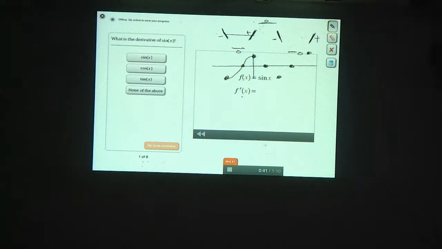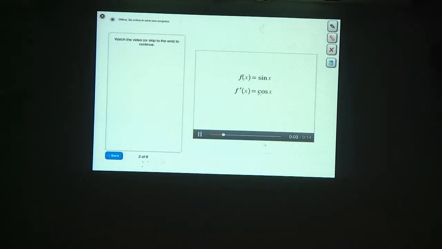And if we went the other way, we would have had a slope of 0, and then a negative slope. So slope of 0, and then a negative slope. And if we connect just those points, we see we get a graph that looks like another sinusoidal function, except it starts high and goes down on either side of x equals 0. So this is actually a cosine function. Right. The derivative of sine x is cosine x.